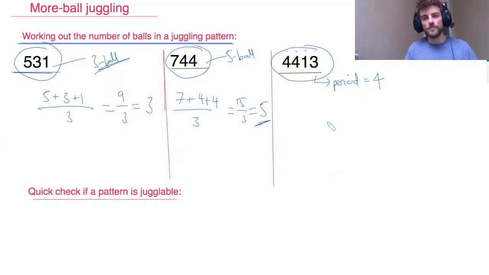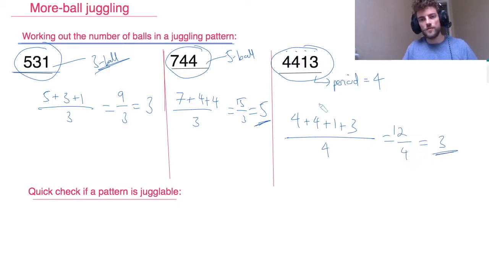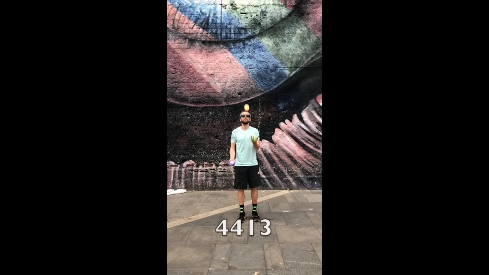And finally, what about this 4, 4, 1, 3? Well, 4 plus 4 plus 1 plus 3. This time I need to divide by 4 because there were 4 numbers. The period is 4. And I get 12 over 4. Indeed, this is also a 3-ball juggling pattern. So you should be able to see the 4s are the throws that return to the same hand, the 1 is the pass, and the 3 is the throw that switches hands.